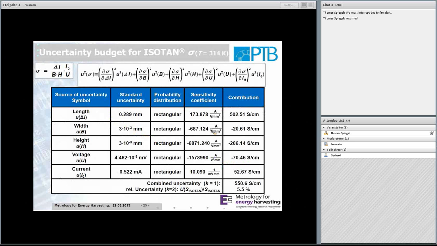Going back to the electrical conductivity, the formula I showed you before, going through all the stuff again, doing all the uncertainty calculation, calculating the variance, getting the sensitivity coefficients and so on, and doing all this in the uncertainty budget, which is shown here. You see the biggest issue is clearly the measurement of delta L, which means the distance of the points where the voltage drop is taken, with 502 Siemens per centimeter, which gives in total a combined uncertainty of 550.6 Siemens per centimeter, and this leads to a relative uncertainty in the K2 of 5.5%.